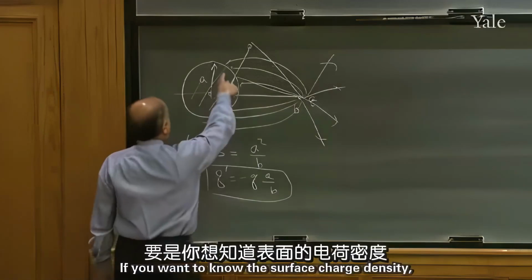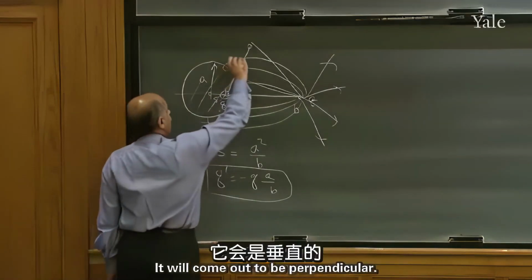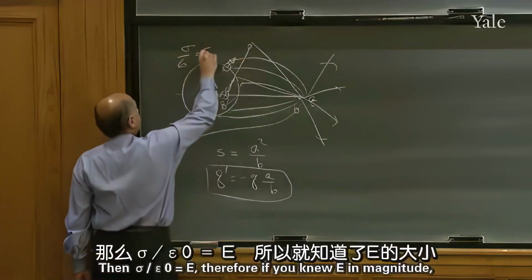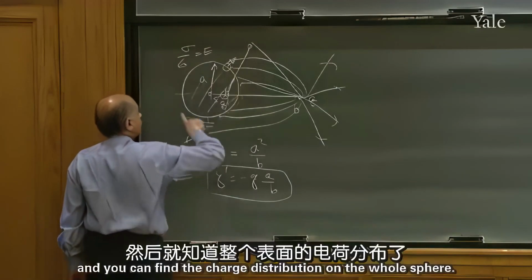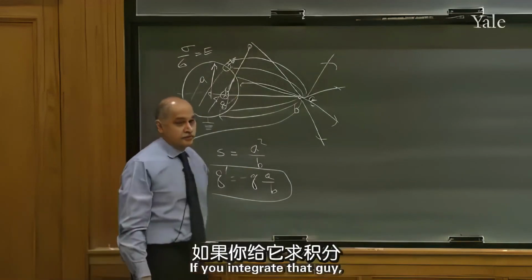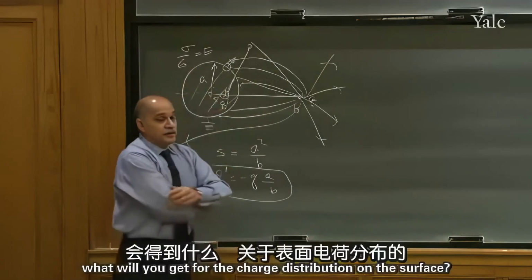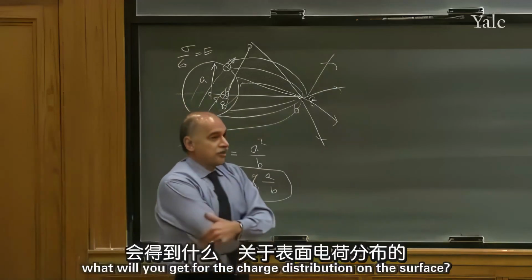If you want to know the surface charge density, you find the electric field at the surface. It will come out to be perpendicular. Then sigma over epsilon 0 is equal to E. Therefore, if you knew E in magnitude, you can find sigma, and you can find the charge distribution on the whole sphere. If you integrate that guy, what will you get for the charge distribution on the surface?